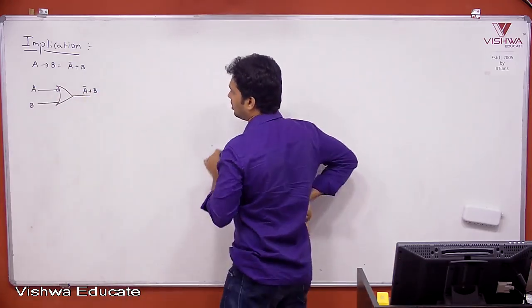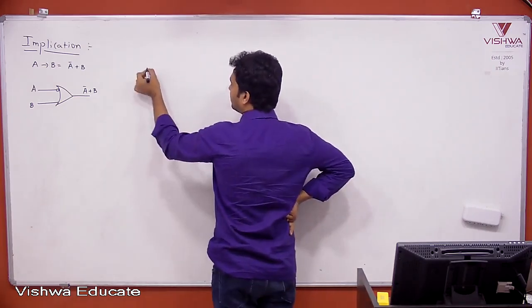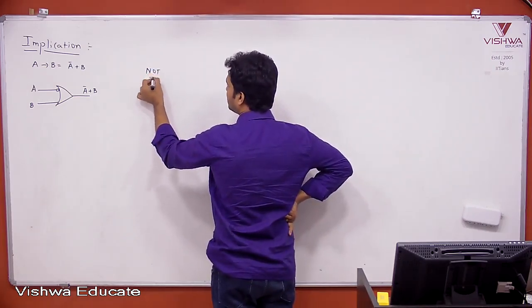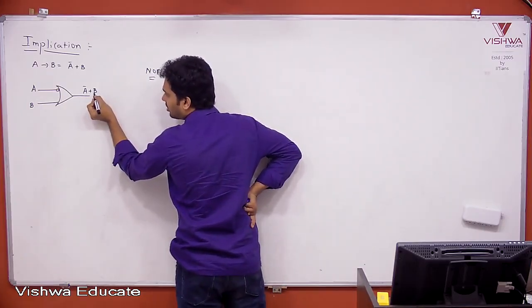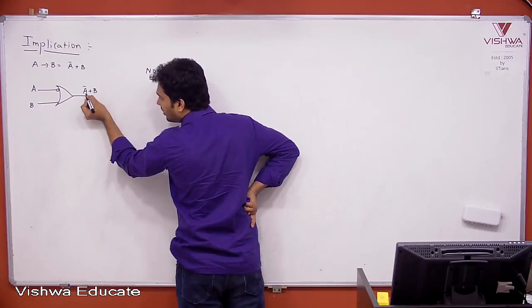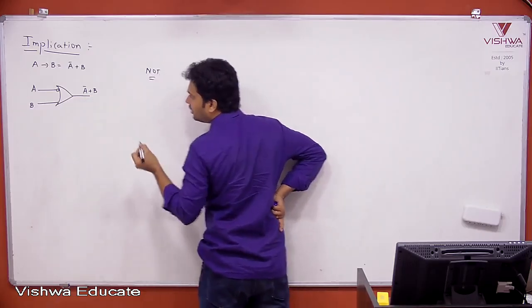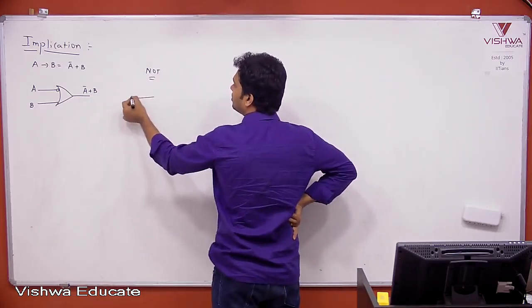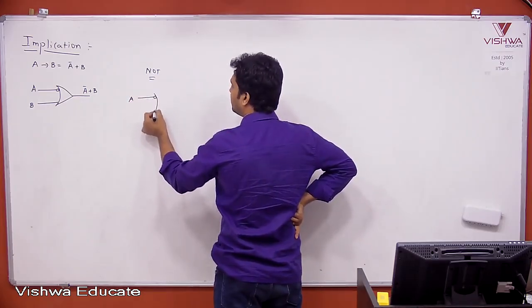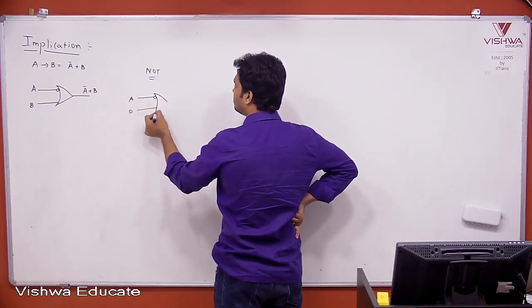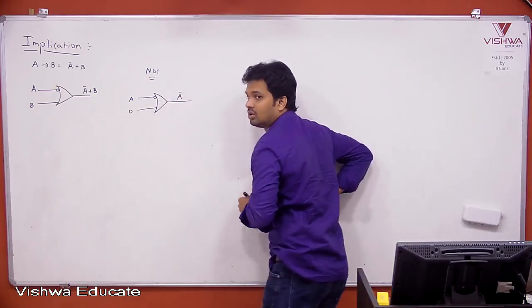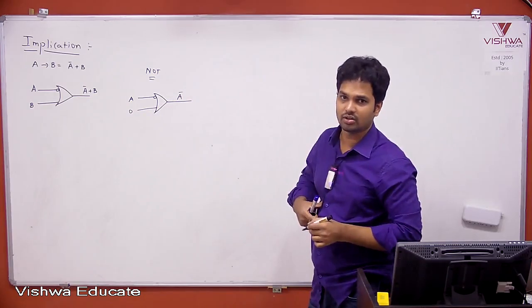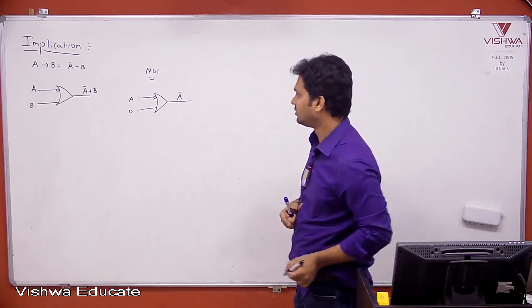Right. Now, let me make a NOT gate using this. It is very easy. I have A bar plus B. NOT means I want A bar. So, remove B. How to remove B? Make B equal to 0. So, take A here. Other input you make it 0. And what is the answer? A bar. That is how to make inverter using implication gate.